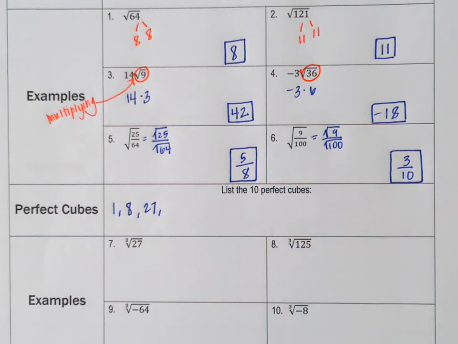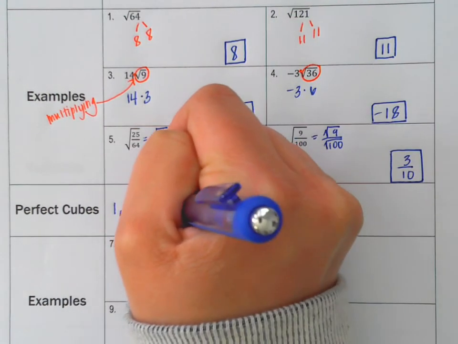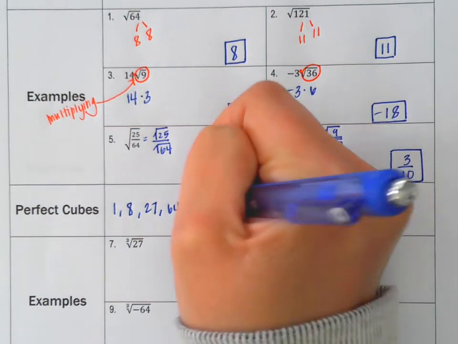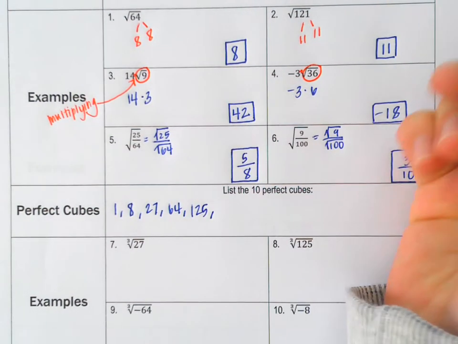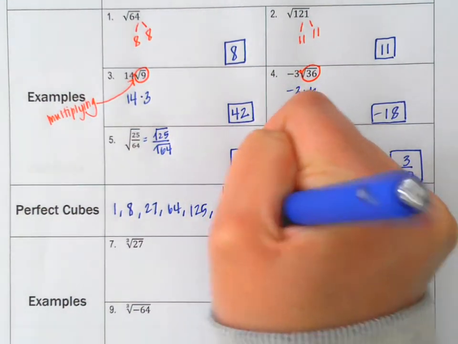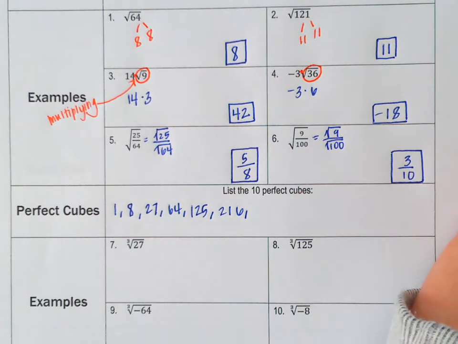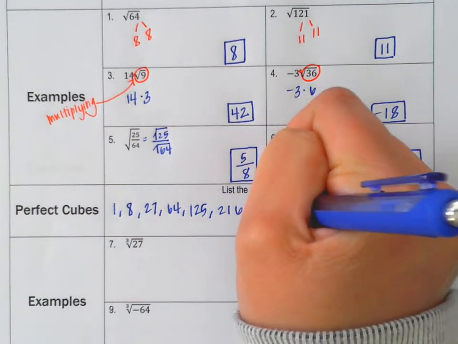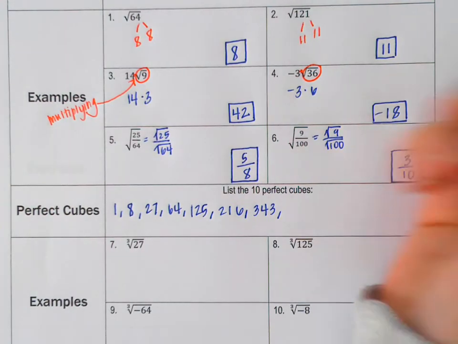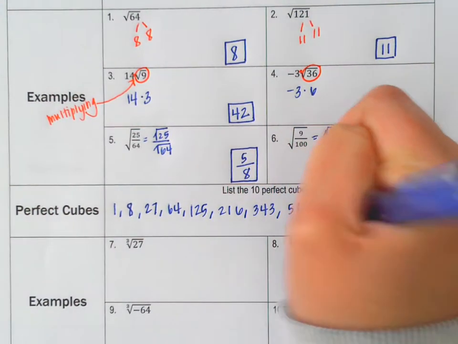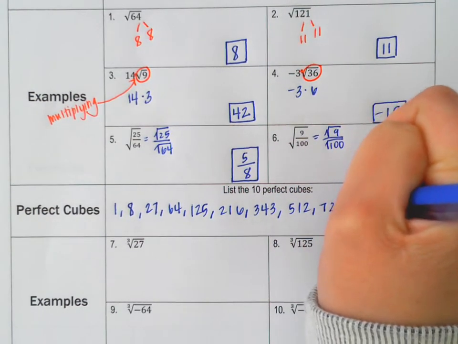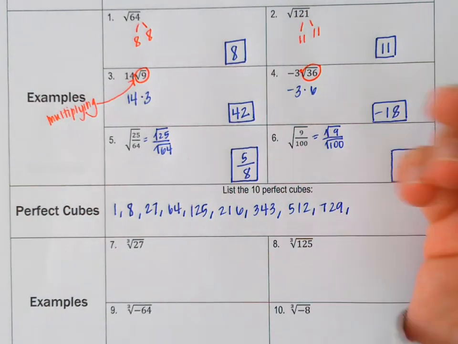Okay, so 4 cubed is 64. 5 cubed is 125. 6 cubed is 216. 7 cubed is 343. 8 cubed is 512. 9 cubed is 729. And 10 cubed is 1000.